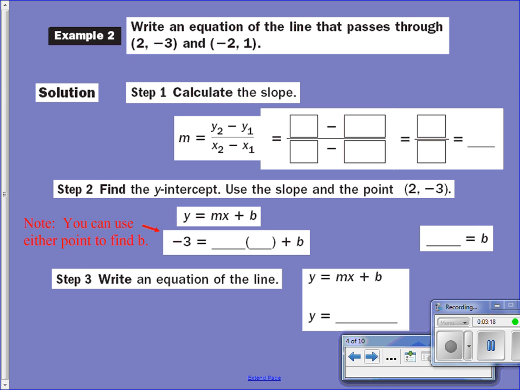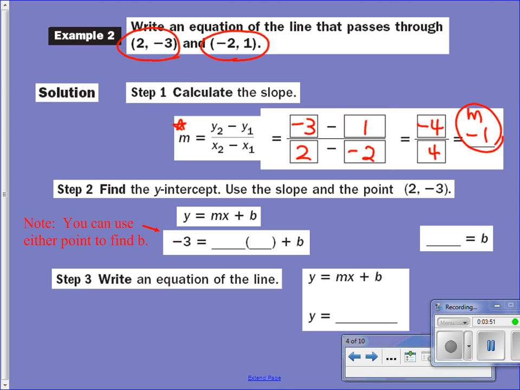Now, sometimes they won't even give you the slope, but we're going to find an equation of a line that passes through both of these ordered pairs. Well, if we don't have the slope, we can find the slope using 2 ordered pairs, using the formula that we know, where we subtract our y-coordinates, -3 minus 1, subtract our x-coordinates, 2 minus -2, -4/4. We know our slope is -1.